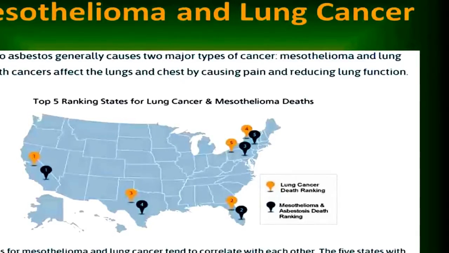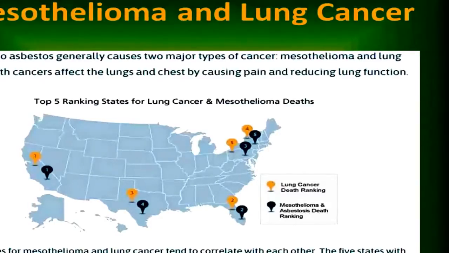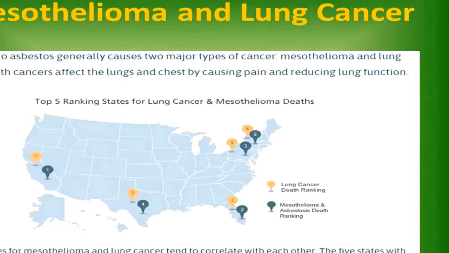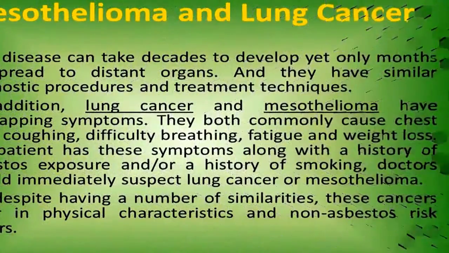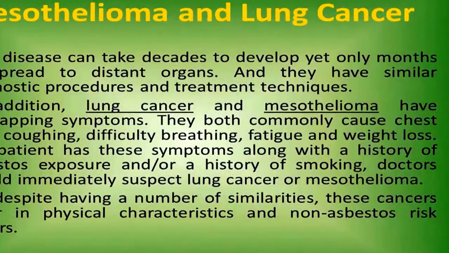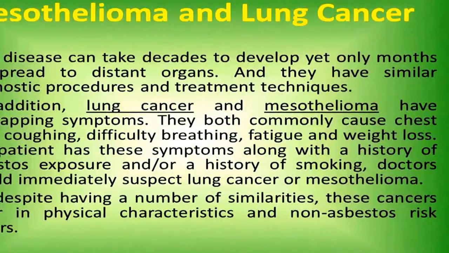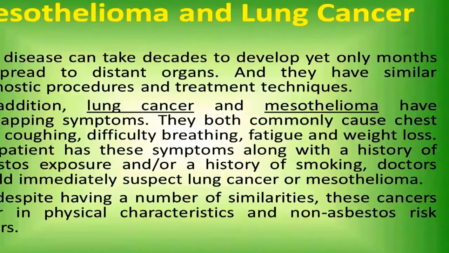Death rates for mesothelioma and lung cancer tend to correlate with each other. The 5 states with the most mesothelioma deaths also have the most lung cancer deaths. Each disease can take decades to develop, yet only months to spread to distant organs. And they have similar diagnostic procedures and treatment techniques.